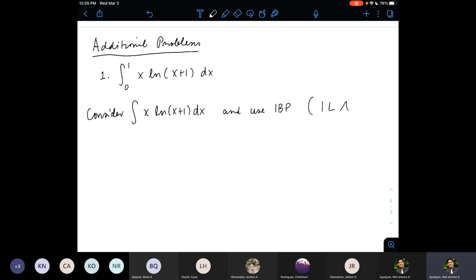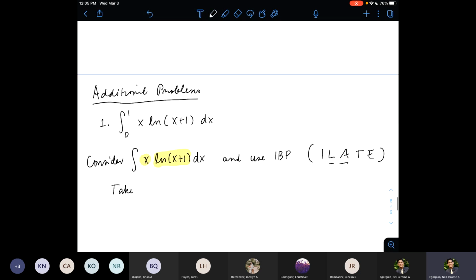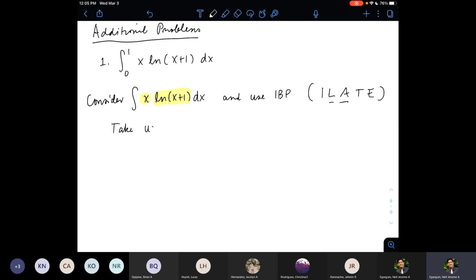Remember, we have the acronym ILATE here. Let's see what we have. The first function is x, which is algebraic, so that's the letter A. The second is ln of x plus 1, that's a logarithm. And L precedes A. So here I will take u to be equal to ln of x plus 1, and dv to be just x dx, whatever remains.